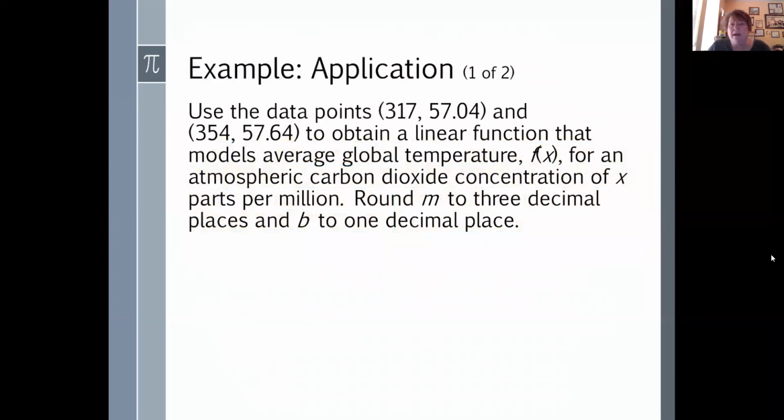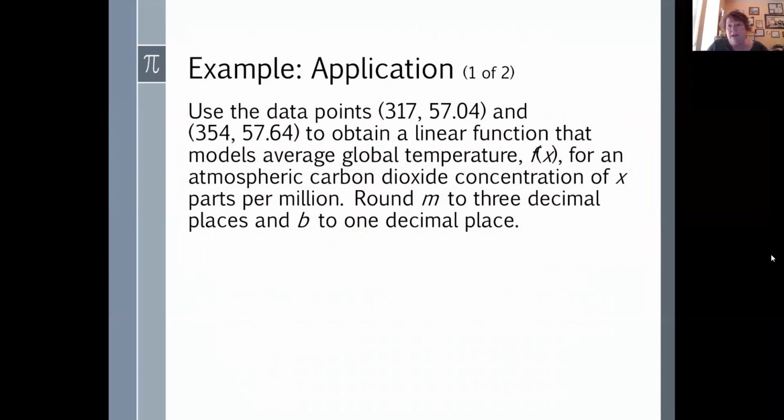All right, let's use everything we've learned to create a model. Use the data points 317, 57.04, and 354, 57.64 to obtain a linear function that models average global temperature, f of x, for an atmospheric carbon dioxide concentration of x. So our input x is the atmospheric carbon dioxide concentration, parts per million. Round m to 3 decimal places and b to 1 decimal place. So we're going to create a model for our data.